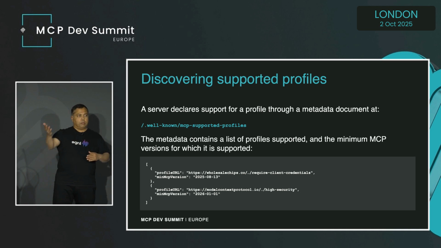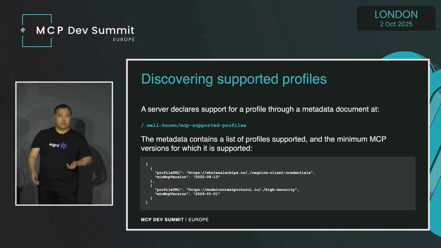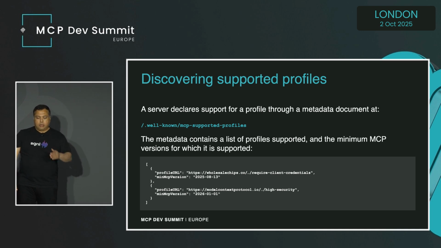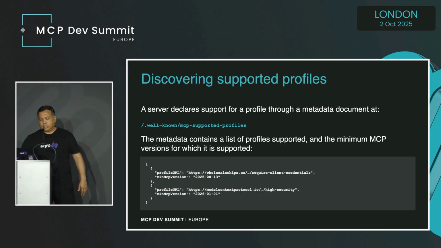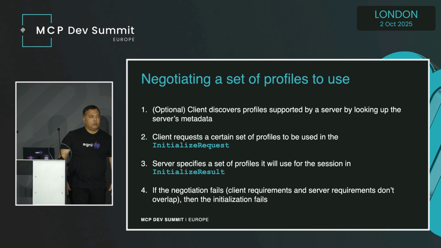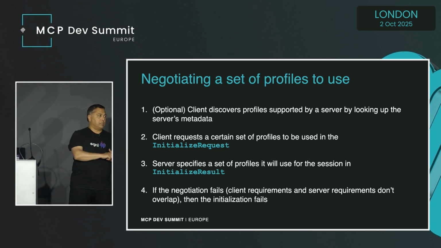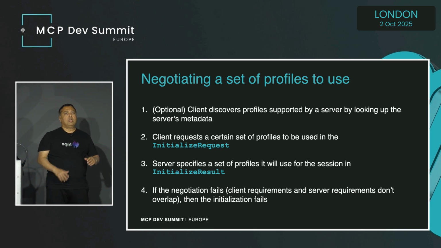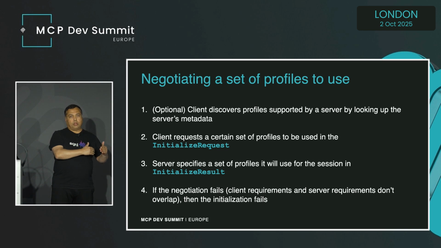So if your client is not capable of that version, then you won't be able to use that particular profile, right? And you see that this server supports two profiles. You'll see one which is at that Wholesale Chips location. The other one you see is in the MCP domain, and I'll explain to you what that is. There's a slight distinction between these two profiles, and I'll talk about what that is as well. So you've specified the profile at a particular URL. You know how to discover it by going to that well-known document.